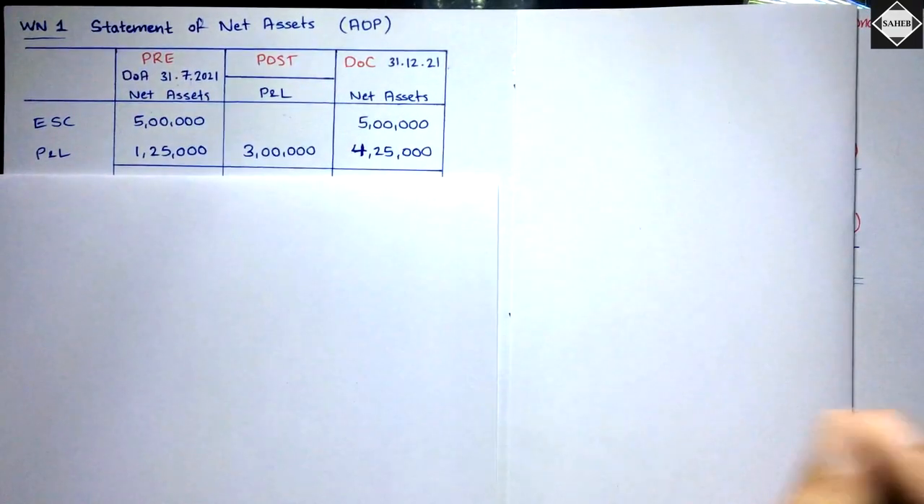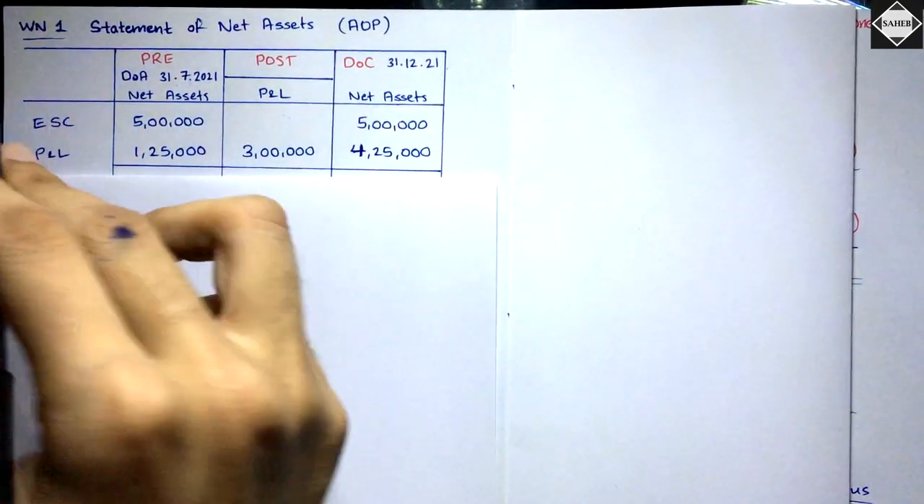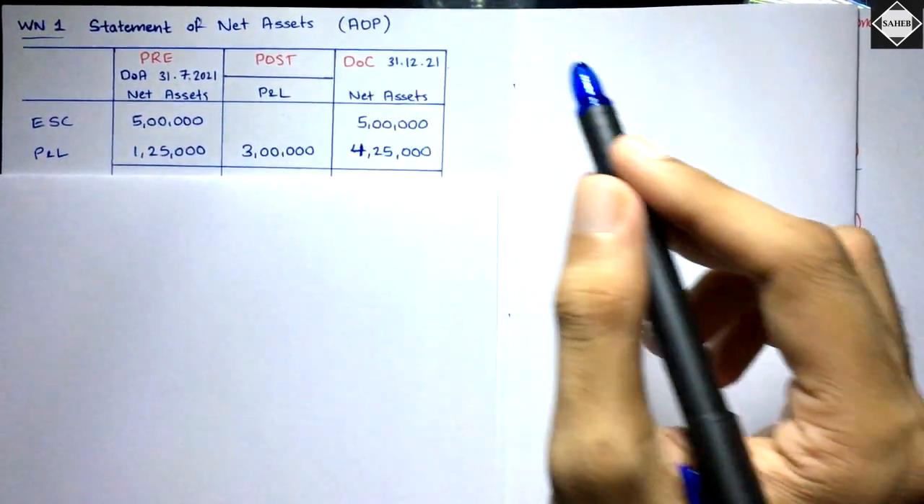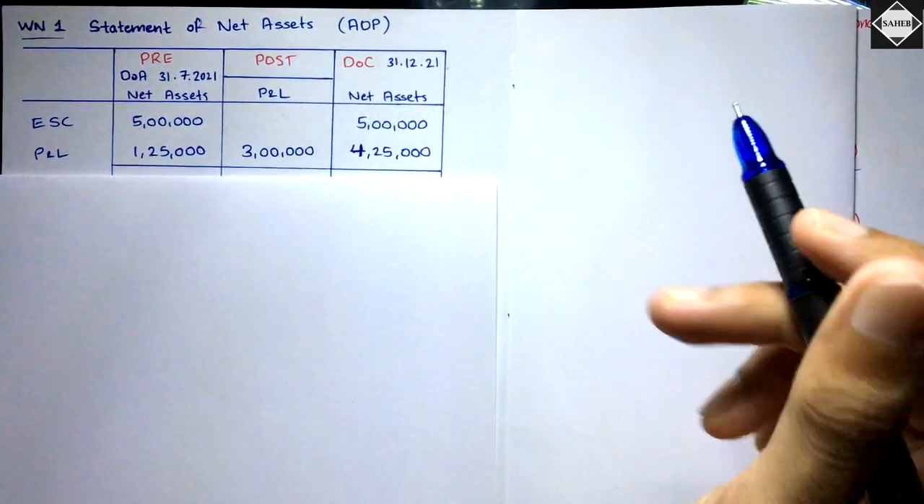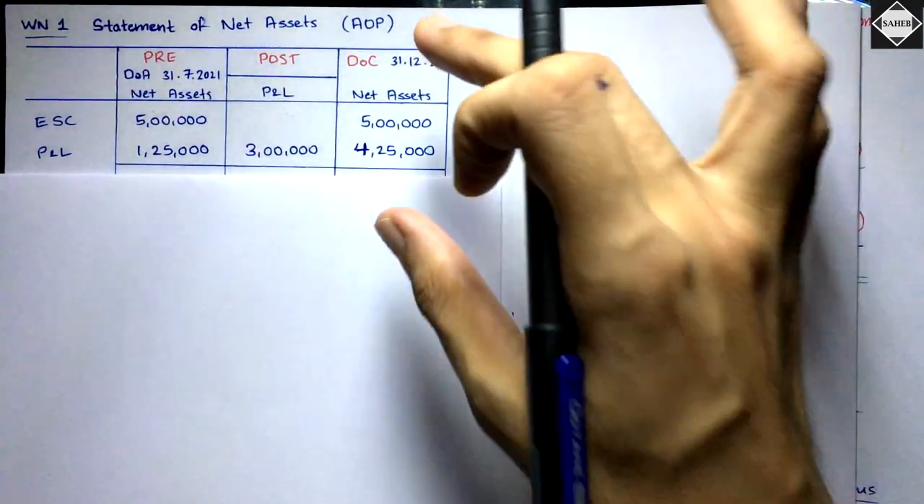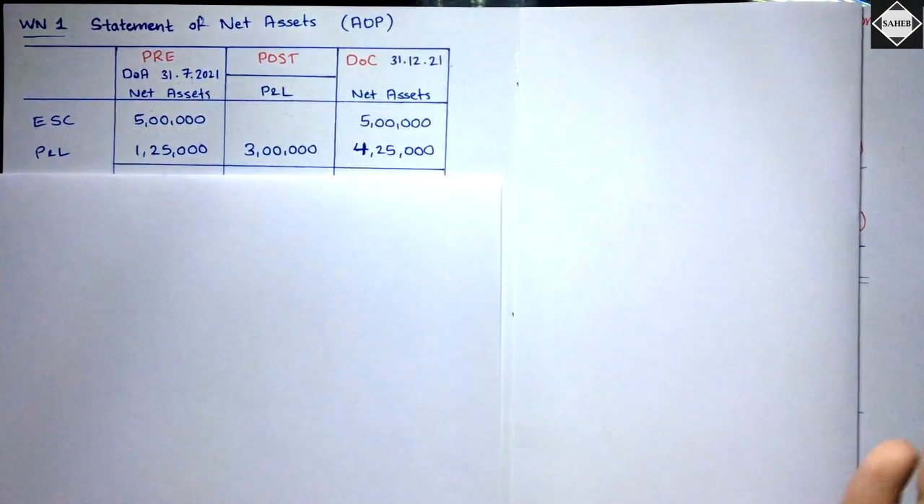Now here we have the working notes. It's very simple. Let's see the first working note, that is the statement of net assets. You also call it analysis of profits, AOP. So how do you do this? See here you have the pre-column, post-column and date of consolidation. Now this date of consolidation column is just for convenience, just for comparison. There is not much purpose to it.